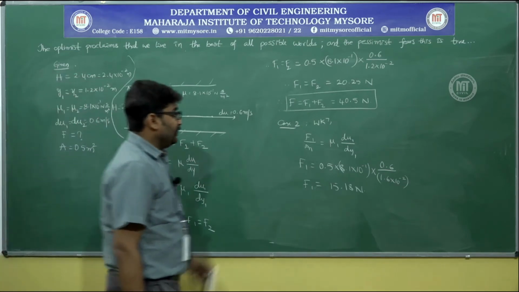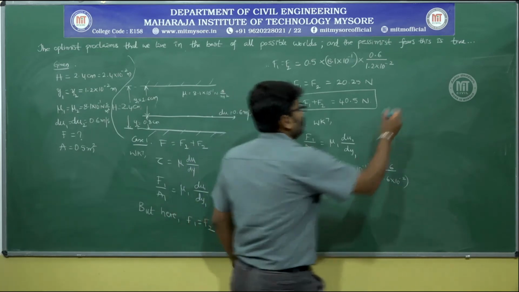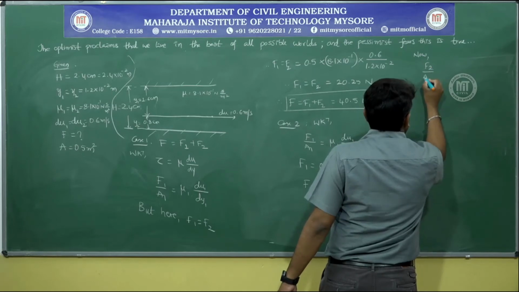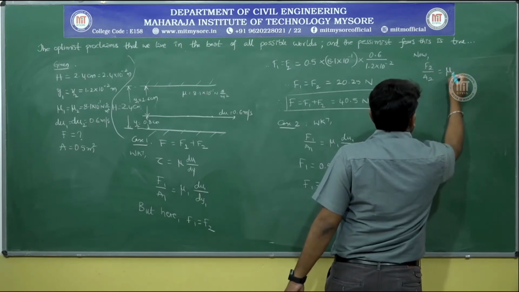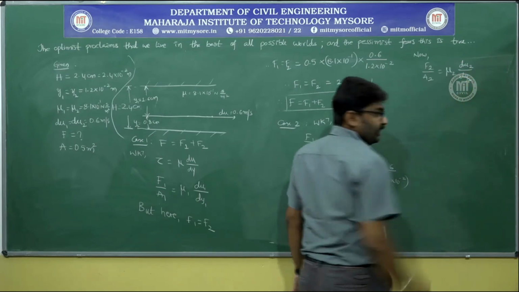Now in the case 2 of case 2, that is when you take F2, now F2 by A2 must be equal to mu2 into du2 by dy2.